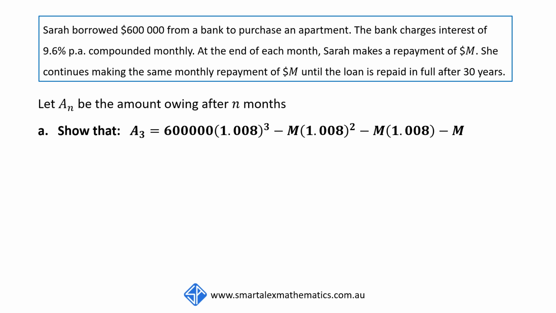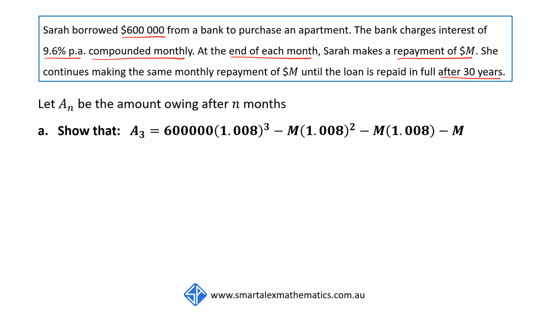In this video, we're going to look at how we can apply the geometric series to help us calculate the value of the loan repayment M. The question we have here is, Sarah borrowed $600,000 from a bank to purchase an apartment. The bank charges interest of 9.6% per annum, compounded monthly. At the end of each month, Sarah makes a repayment of M dollars. She continues making the same monthly repayment of M dollars until the loan is repaid in full after 30 years.